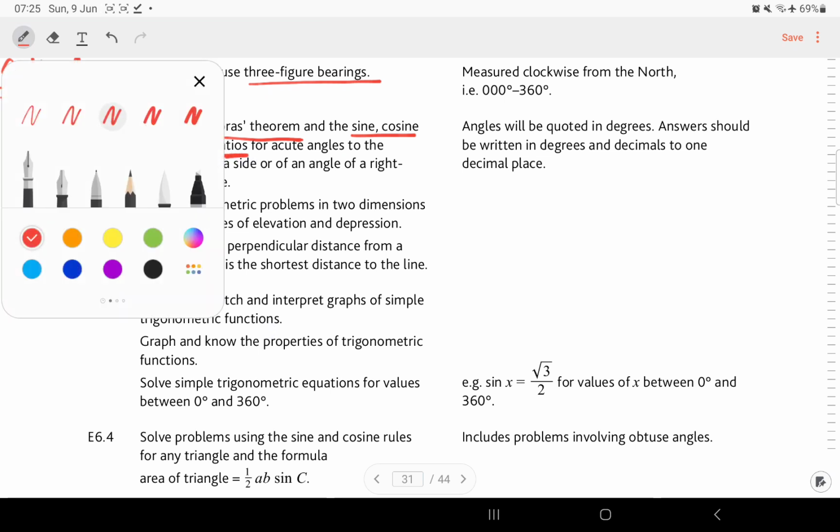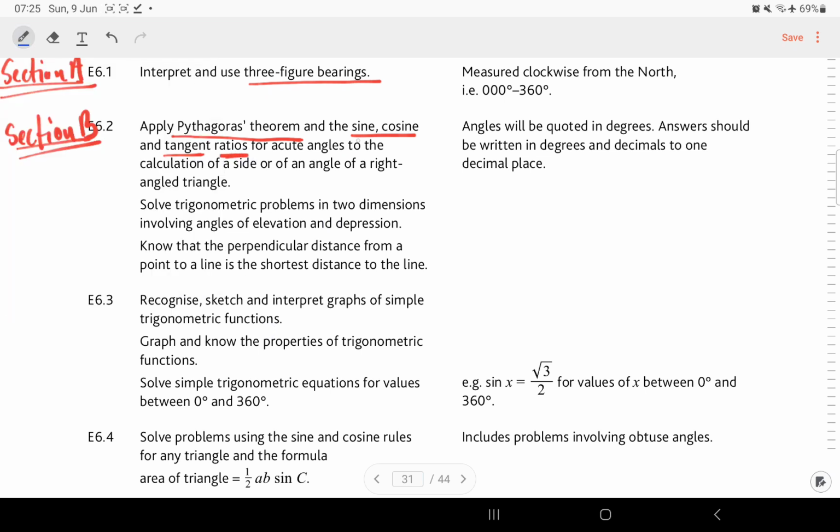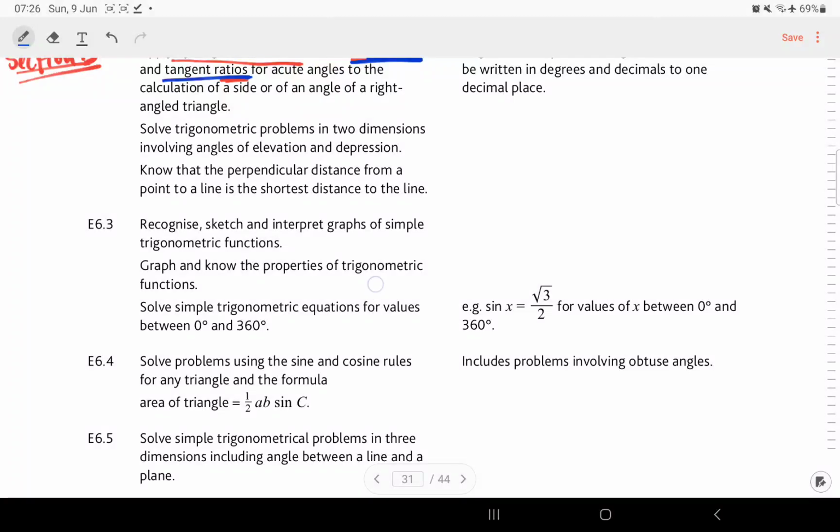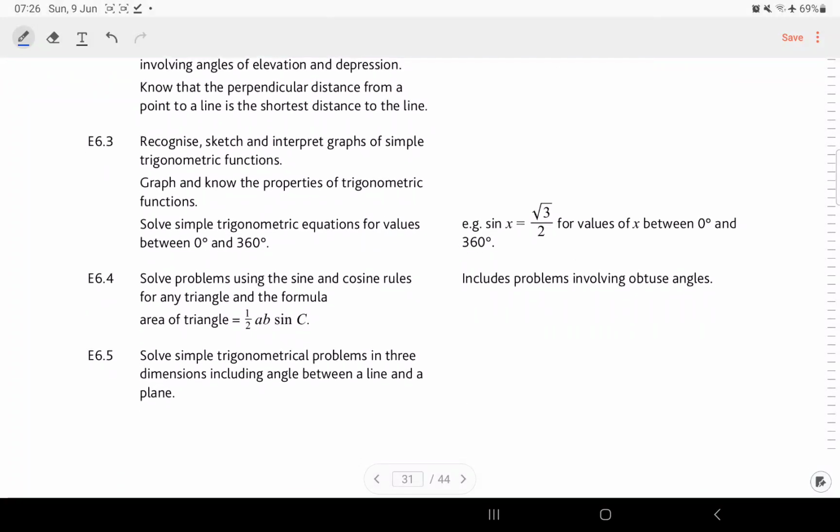Okay, when you see them say ratios, then they are dealing with SOHCAHTOA. So here is our SOHCAHTOA. Okay, sine, cos, and tan ratios. That's the SOHCAHTOA, right? And then we'll be done, right? That's our section B. Then here is our section C. It is right down here. I'm going to put it here.